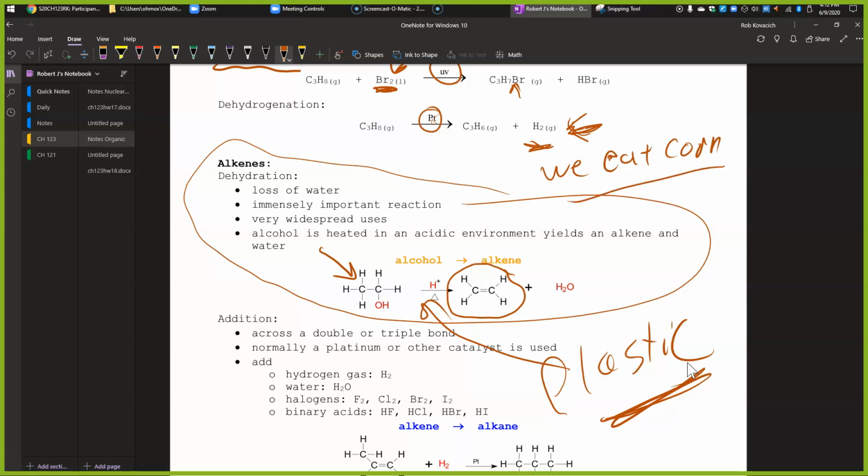Instead of eating the corn, we make stuff out of the corn. So that automatically reduces the total food produced in the world, which is a problem, right? We already have people experiencing famine, so we don't want to take the food and turn it into something else because we like plastic. But that's where we are right now.